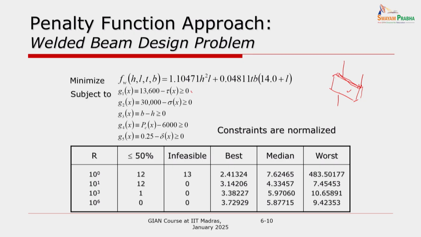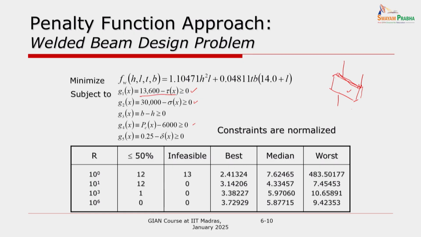Here is the stress constraint for shear stress. Here is the normal stress. Here is some kind of geometry relationship. Here is the buckling of this end, and here is the deflection of this end. So all is restricted so that when you solve this problem, you have an x vector, H, L, T, B, that's acceptable. So I normalize each of them.